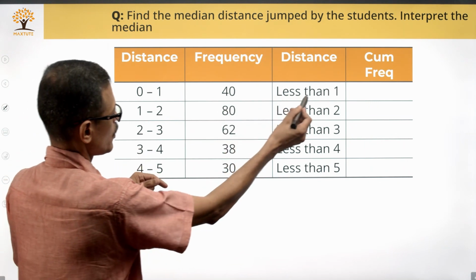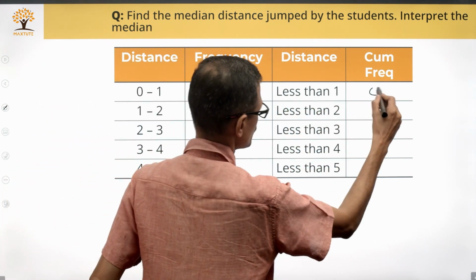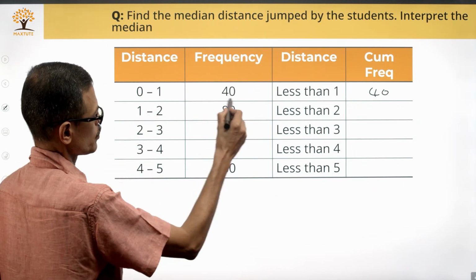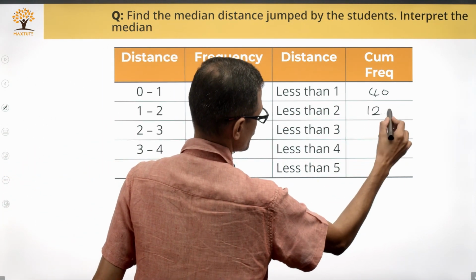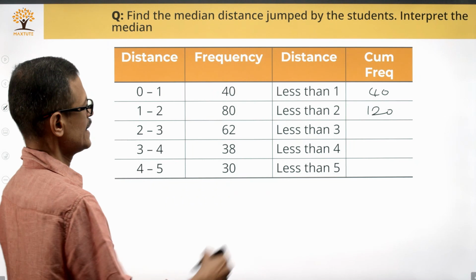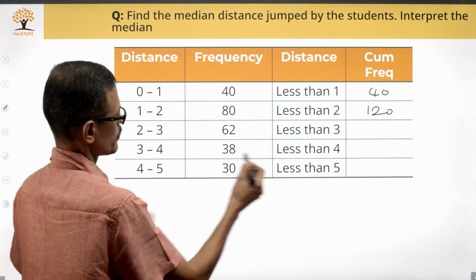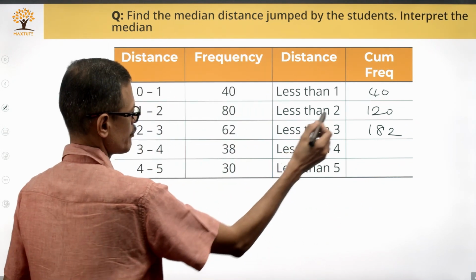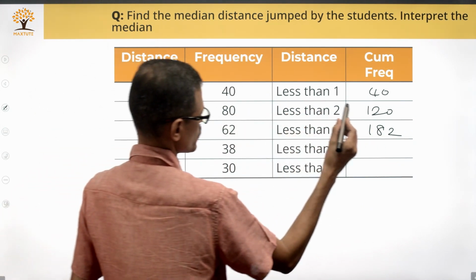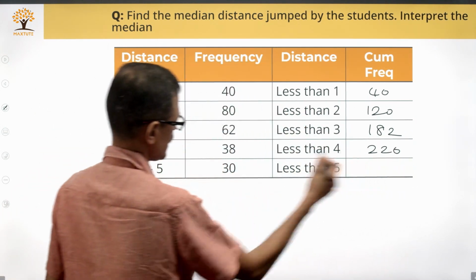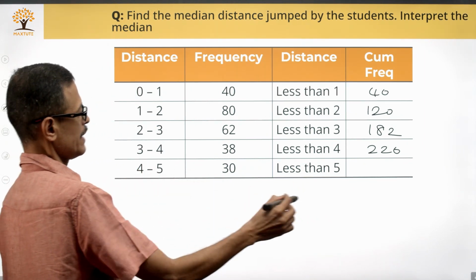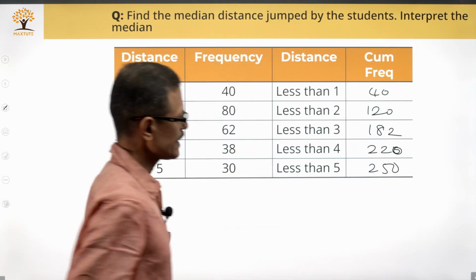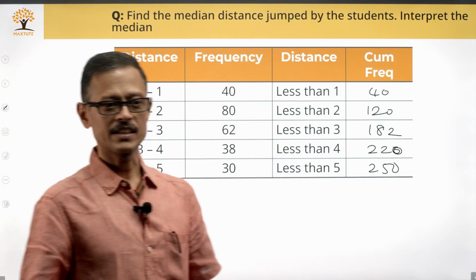So 0 to 1, how many people are less than 1? That's going to be equal to 40. Less than 2 is all of these people, so 40 plus 80, cumulative frequency up till this point, is equal to 120. Less than 3 is all of them, so 120 plus 62, which is equal to 182. Less than 4 is 182 plus 38, which is 220. And last, how many people have jumped less than 5? That is equal to 250. This is 220, not 226, right? So this gives us a cumulative frequency table.